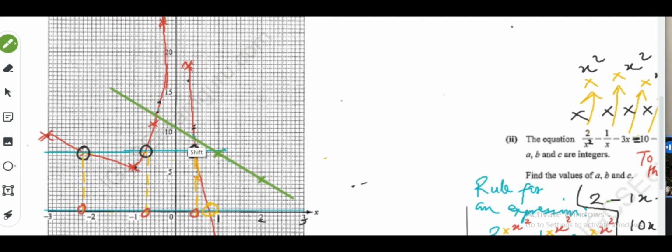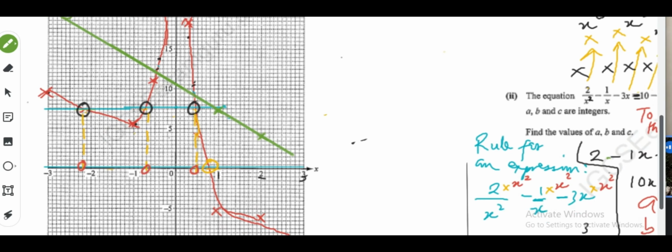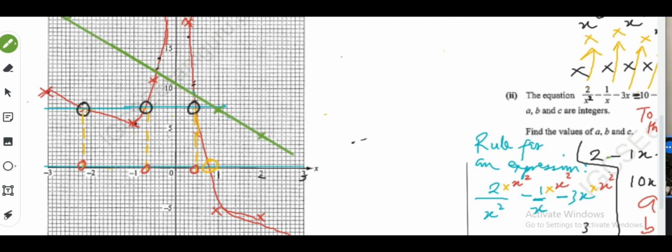By the way, this line is the line of y equal to 10 minus 3x. So how do we solve the equation now? Where it cuts the graph, isn't it? Yeah, where it cuts, at this point and at this point.